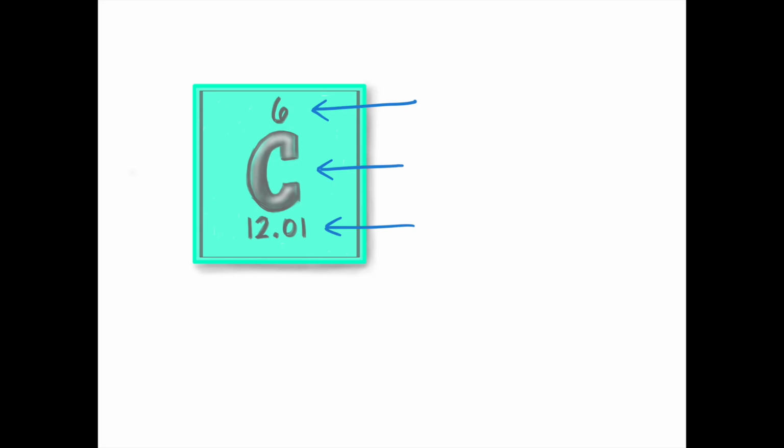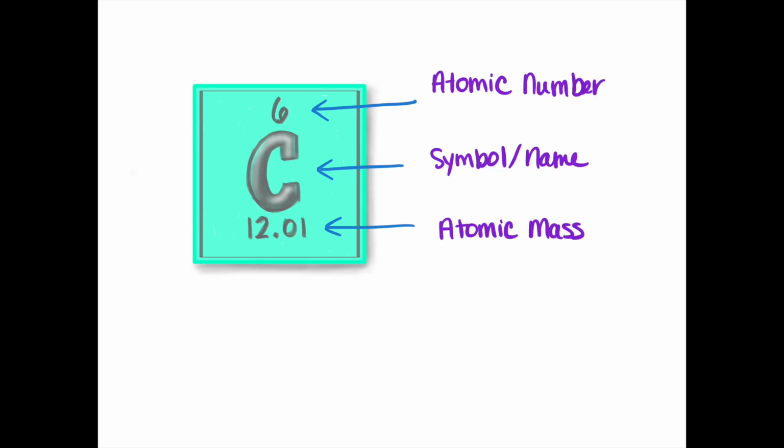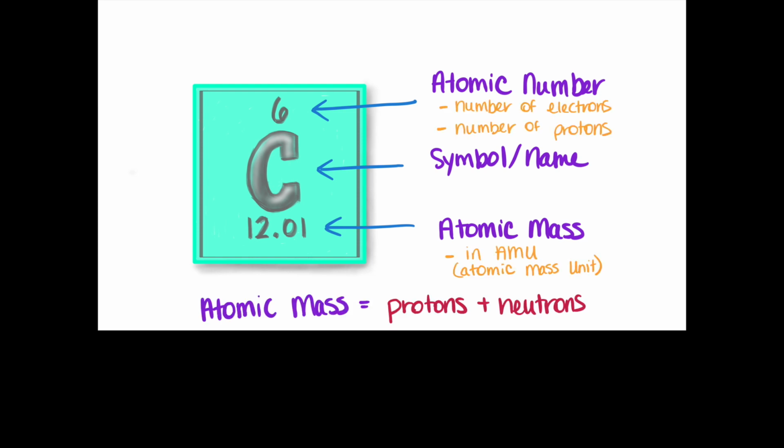Recap. Each element box contains the atomic number, the symbol, sometimes it will show the name depending on the periodic table, and it also shows you the atomic mass. The atomic number is your number of electrons, and it's also the same thing as your number of protons.